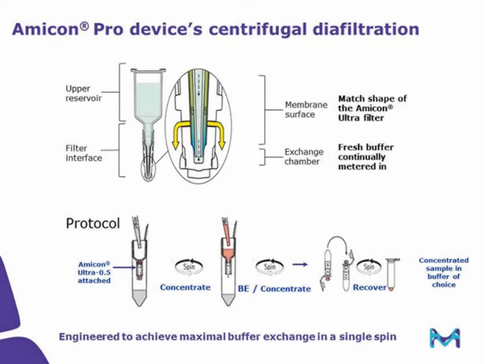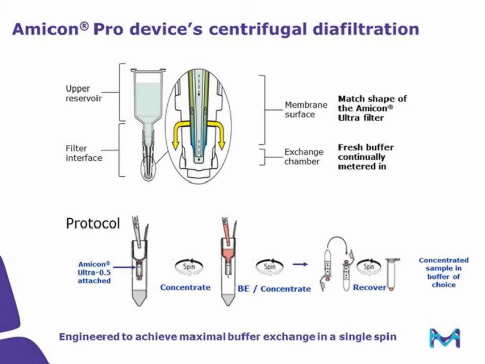Under continuous centrifugal pressure, buffer is slowly metered in, mixed with the sample, and forced across the membrane boundaries. While many smaller devices have volume constraints and thus require multiple cycles for effective desalting or buffer exchange, this upper reservoir holds up to 10 mL of buffer, permitting a single spin exchange.